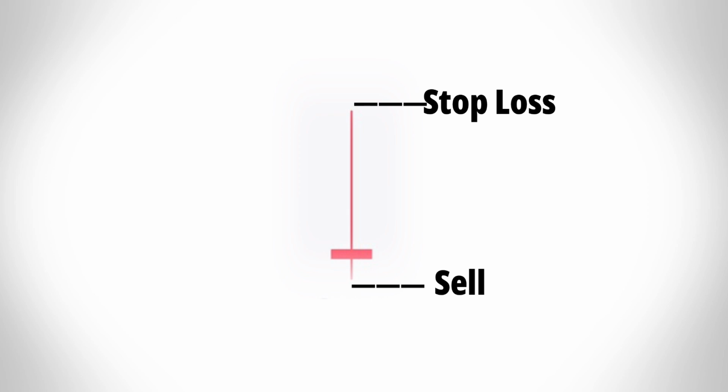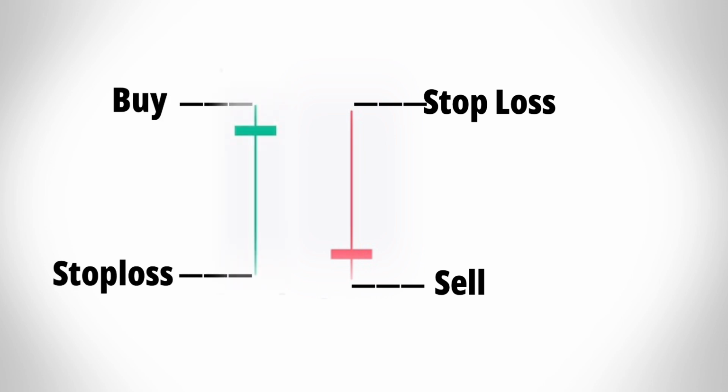You can set your stop loss just above the high, that's for a bearish trade, or below the low for a bullish trade. If you are not a risk taker, then it is a good idea to wait for the next candlestick to confirm the trend direction before entering a trade. You can set a slightly wider stop loss based on the recent swing high or swing low for additional safety.